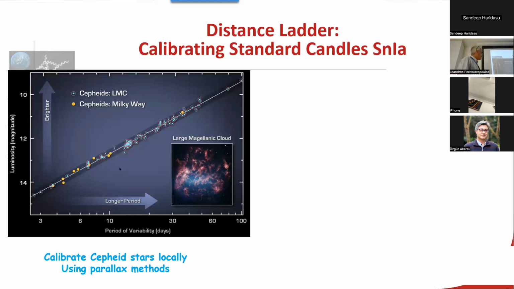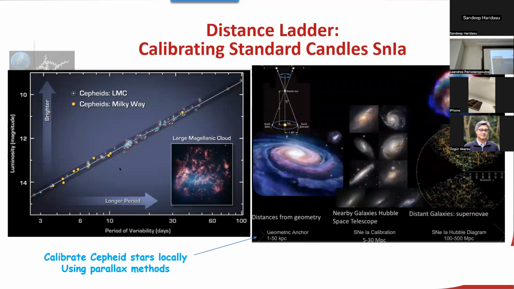We calibrate Cepheids locally using parallax methods, that is, using the angle by which they move in the sky as the Earth rotates around the Sun. After we calibrate them, we can find their distance in nearby galaxies that also host supernovae. In this way we can also calibrate supernovae, seeing how their luminosity changes based on their properties. In this case the properties are the light curve, how fast it drops and how thick it is, and the color of the emission. So we standardize supernovae, and then we use supernovae at higher distances.